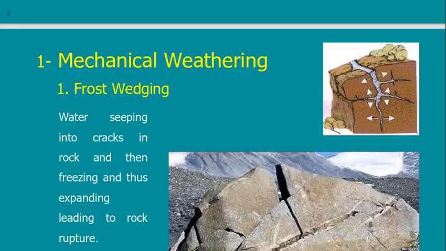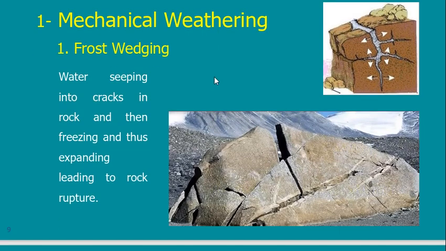First, frost wedging. This is the first type of mechanical weathering. How does this happen? Imagine this is a block of rock with a crack or cracks. What happens when water comes inside? The crack is now full of water. Then temperature goes down, down, down, till we reach maybe 4 degrees and below. You know that water, when it reaches 4 degrees, the volume expands.